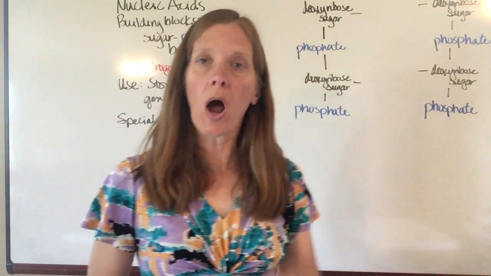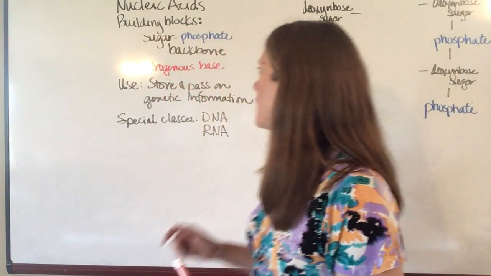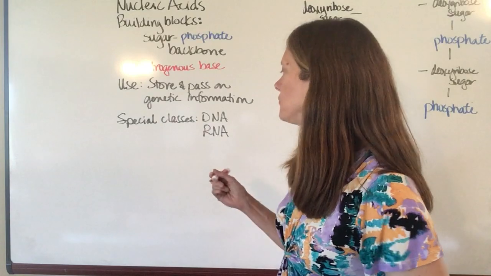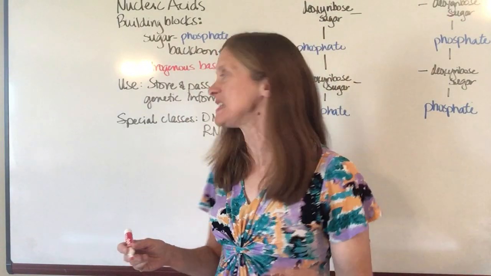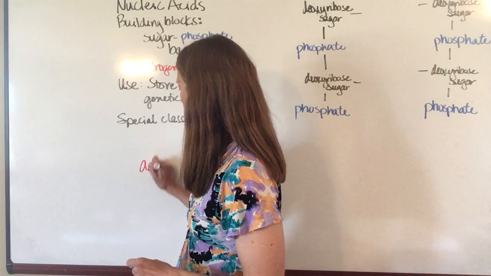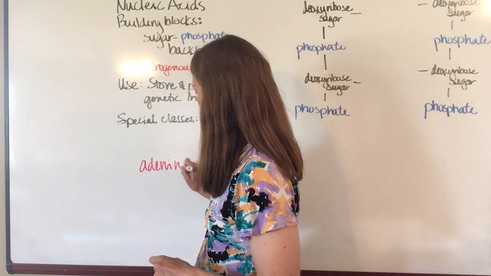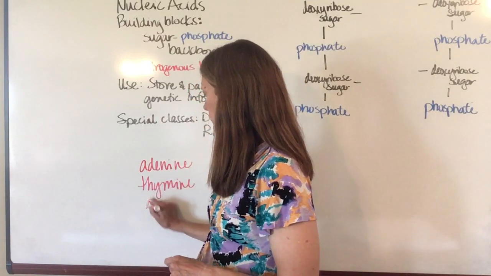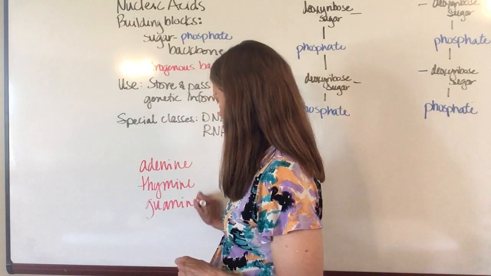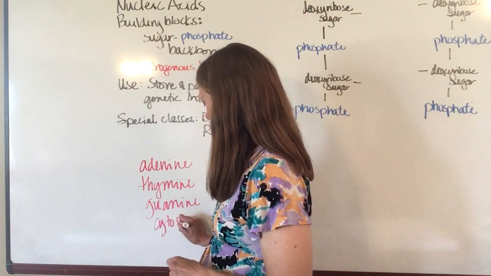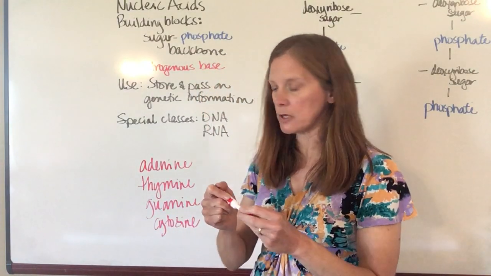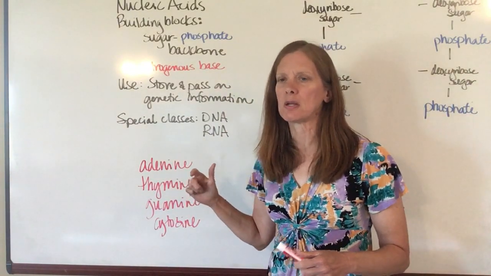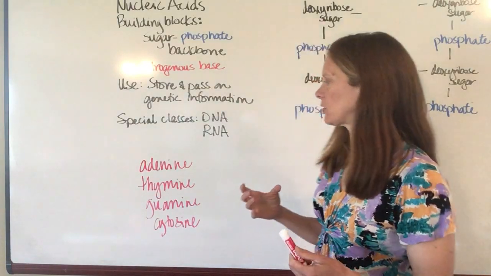Okay, now the rungs of the ladder are made up of a nitrogenous base, and there are four specific kinds of nitrogenous bases that are used in DNA. You have adenine, you have thymine, you have guanine, and you have cytosine. So those four are the only four that are going to be used in DNA. RNA uses three of those and then one that's different. And again, we'll get into some of those differences a little bit later on.